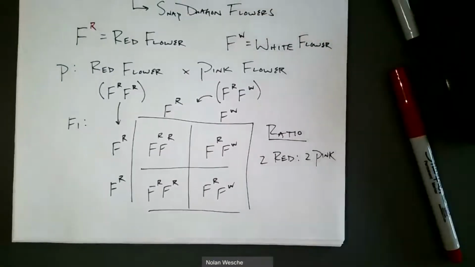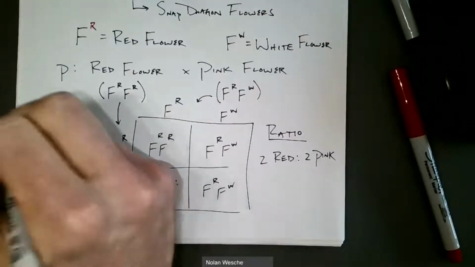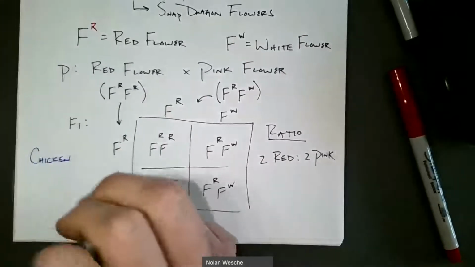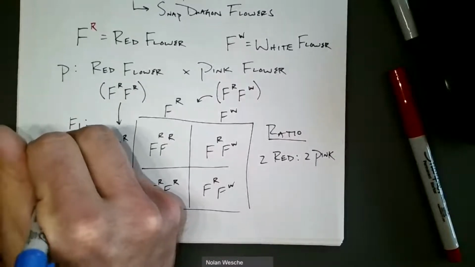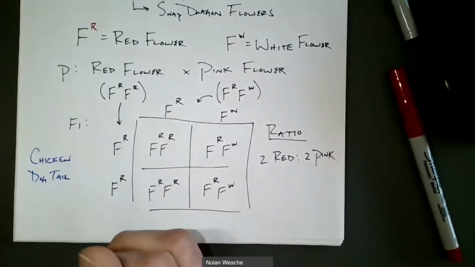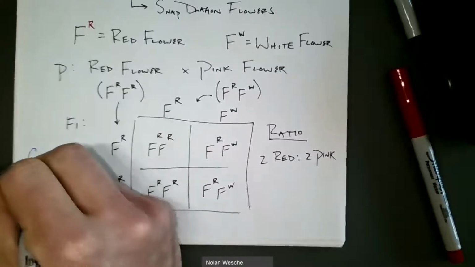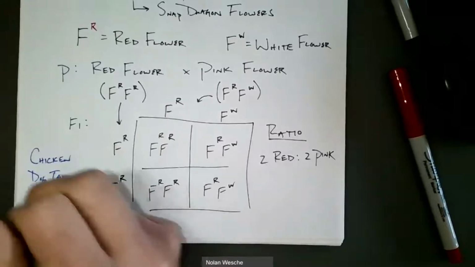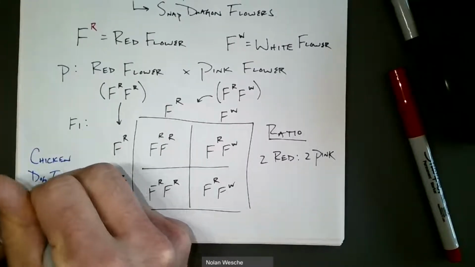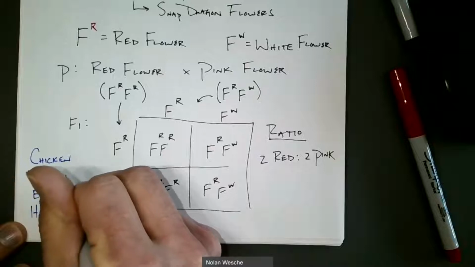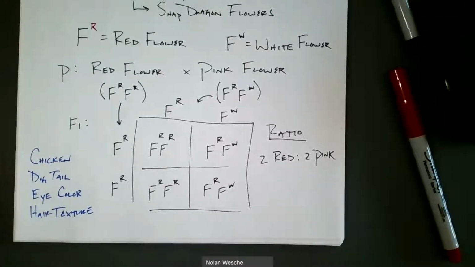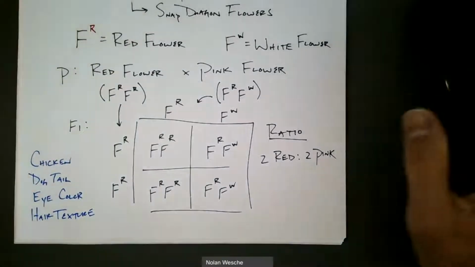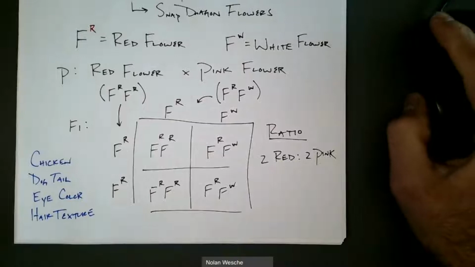So other things that will show this type of inheritance pattern will be like chickens. Chicken feather color will be inherited with some incomplete dominance. The length of a dog's tail actually will kind of adhere to this pattern of inheritance. Eye color has some incomplete dominance to it. We'll see that again later. And then also hair texture, straight, wavy, curly, got some incomplete dominance at work there. Okay, so that is incomplete dominance. You'll see some of these in a problem set that will be posted this week.